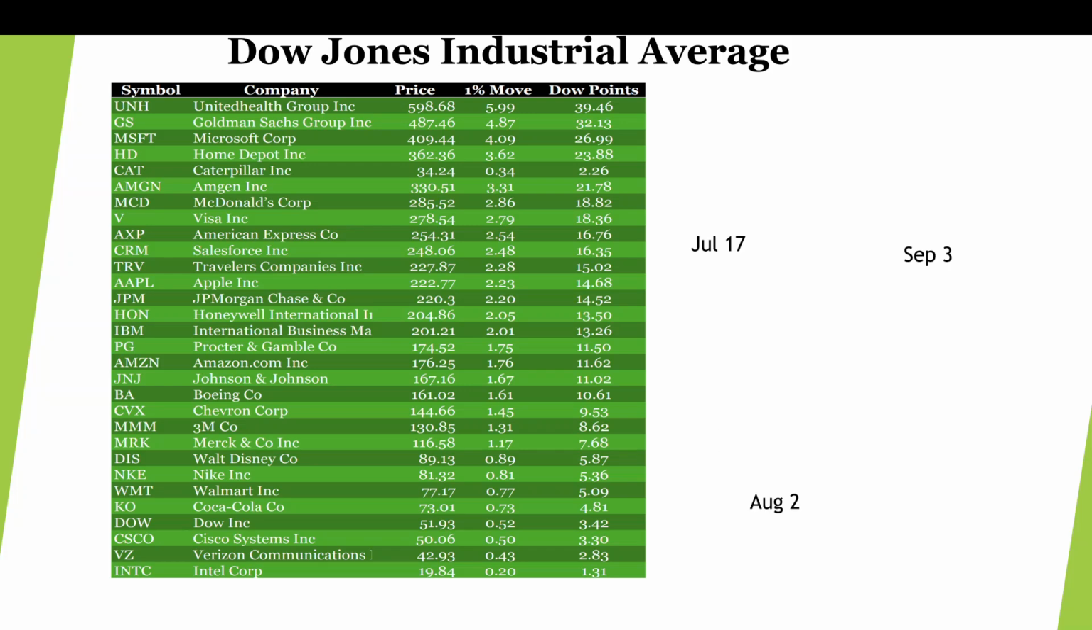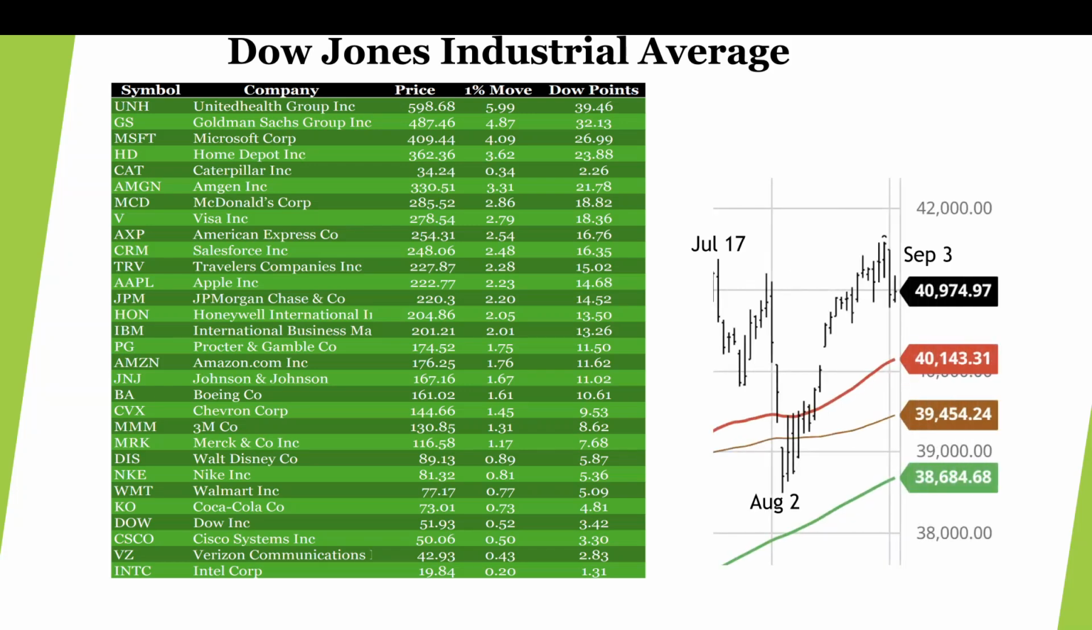I want to take a look at the movement just recently. July 17th was an all-time high in the Dow, and then we had a little bit of a correction, a downturn, and August 2nd was a low. Then we had another significant return, a correction of a correction, I guess, to a recent high at the end of August, and a little pullback into September 3rd. We want to see how the components were acting during this move.